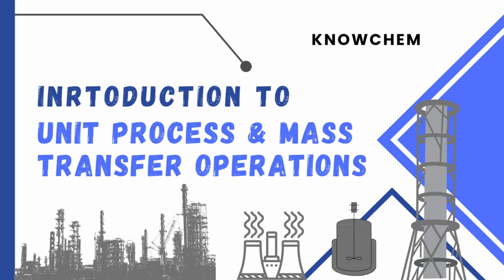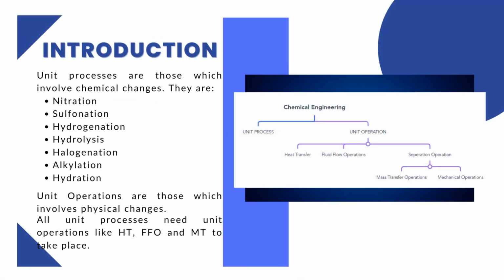So guys, when we talk about chemical engineering, it is broadly classified into unit operations and unit processes. Unit processes are the ones where there is chemical change involved. On the other hand, unit operations are those where there is only physical change involved. These unit operations and unit processes are the heart of the chemical process industry. Here, when we concentrate on the unit operations, one of which we emphasize is mass transfer operations.